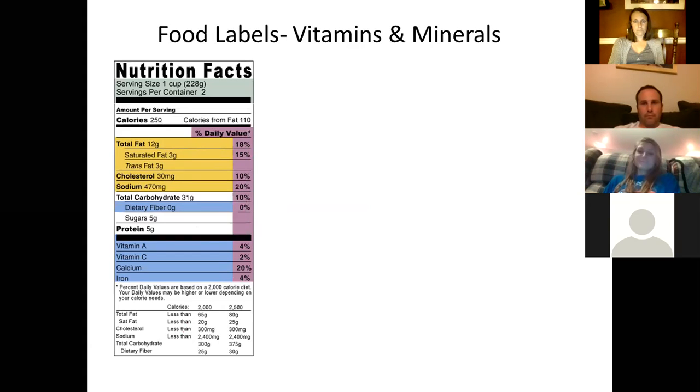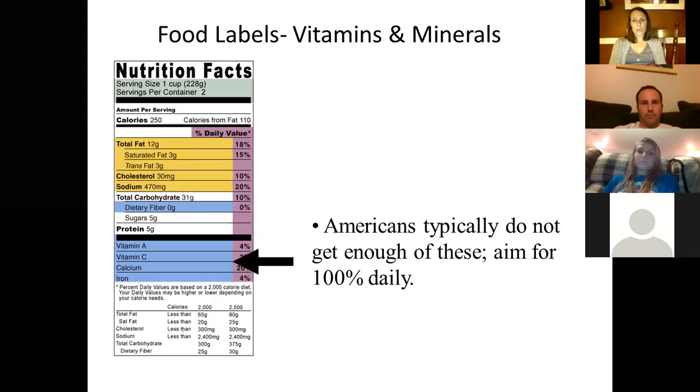Okay, down at the bottom, we have the vitamins and minerals listed. If something is not listed, that means it's not in that food. So this is the area that Americans typically struggle with. We don't usually get 100% of the daily value of vitamins and minerals.